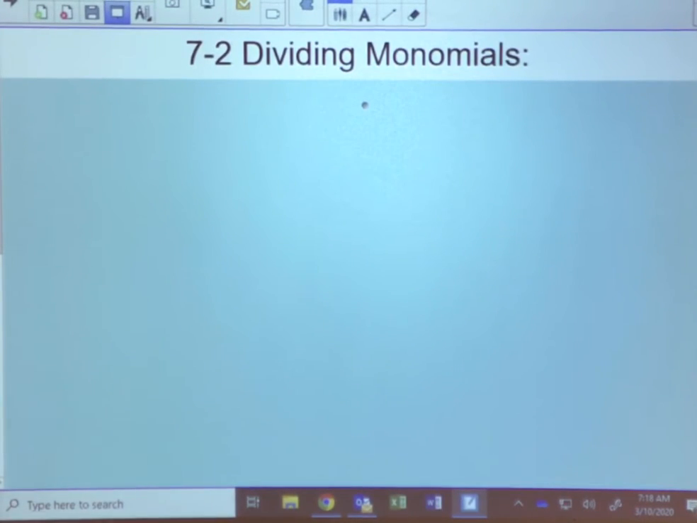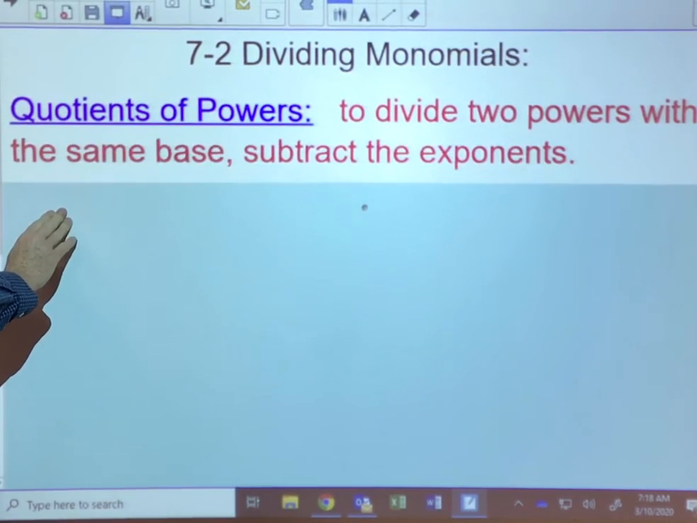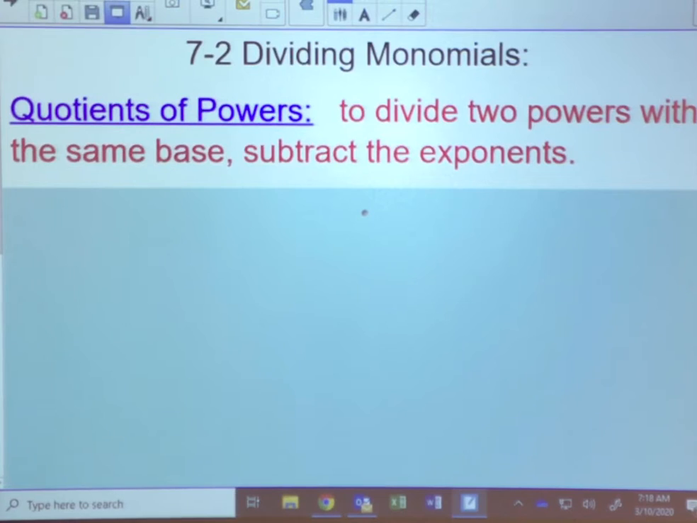Let's take a look at dividing monomials today. First, let's talk about quotients of powers, which, quotient is the answer to a division problem. So this is just dividing powers. So to divide two powers with the same base, all we're going to have to do is subtract their exponents.